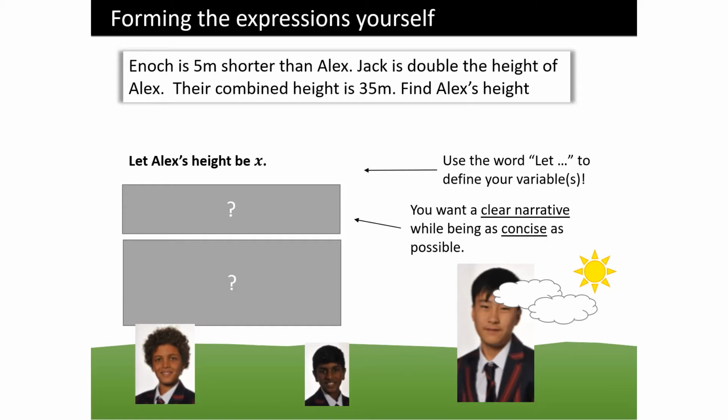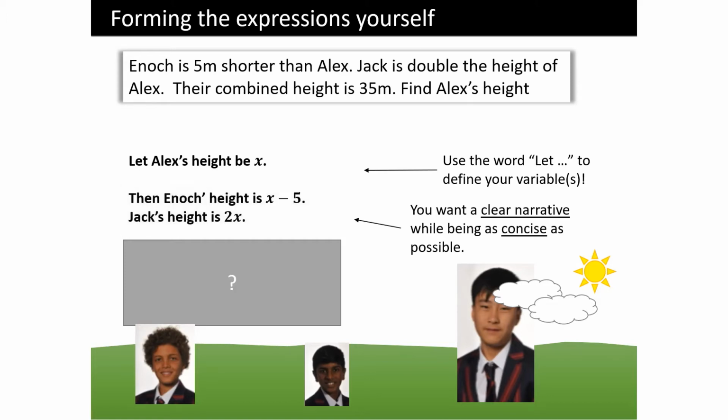Then after we've done that, we can make some clear and more concise narratives. So Enoch is 5 meters shorter than Alex. Because he is 5 meters shorter than Alex, then we can therefore use the algebraic expression x minus 5 to represent this. And then because we know that Jack is double the height of Alex, then we can just double Alex's height. So Jack's height now becomes 2x.